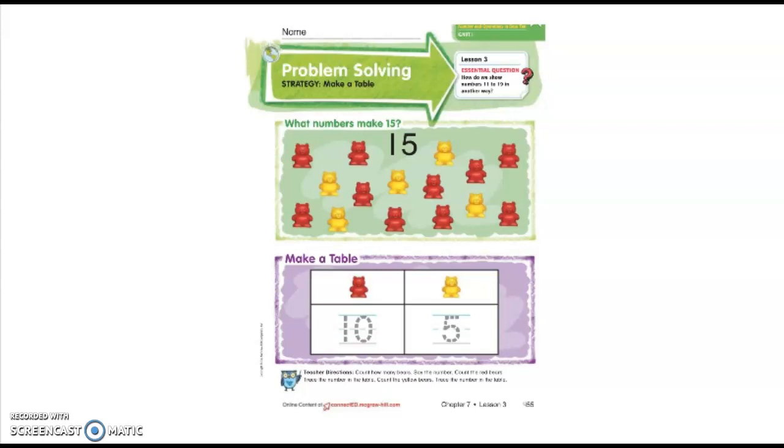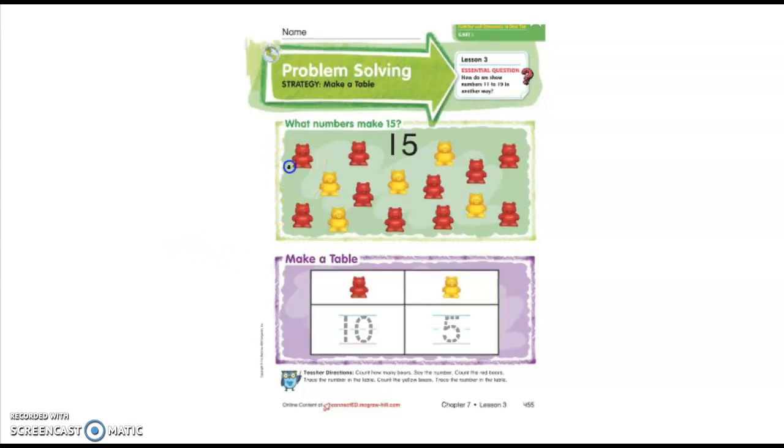Let's count how many bears. Say the number, then count the red and count the yellow. Count all of them first. 1, 2, 3, 4, 5, 6, 7, 8, 9, 10, 11, 12, 13, 14, 15. 15 altogether. Now, how did they make 15 with red and yellow?